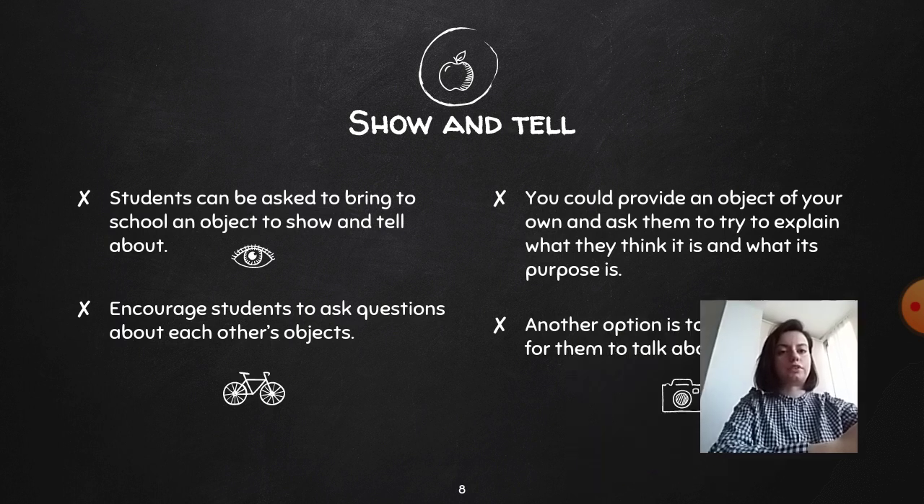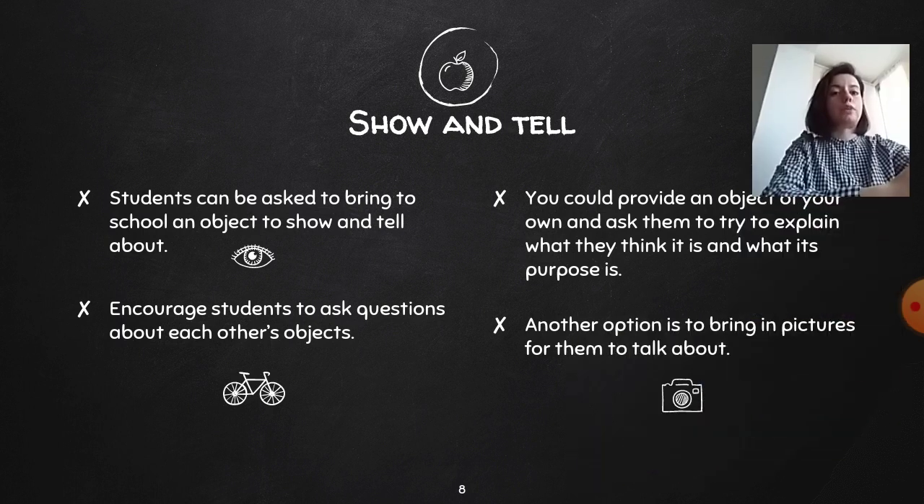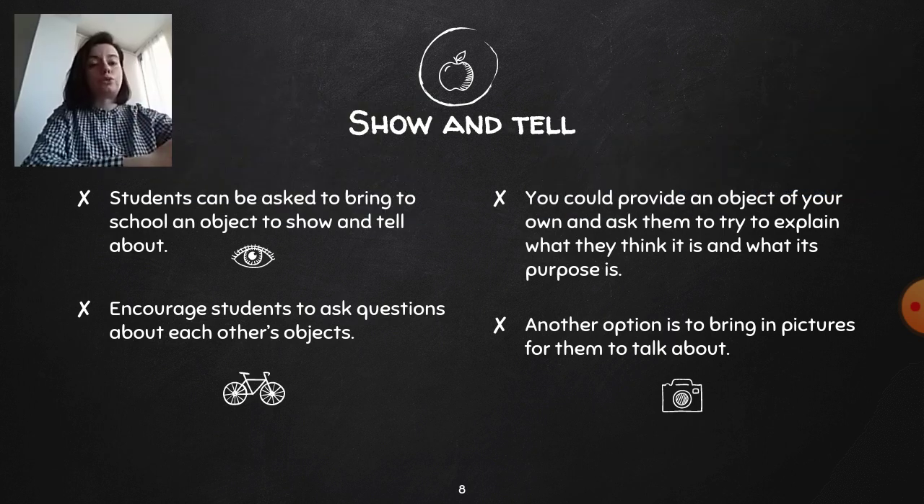The first activity is show and tell. Students can be asked to bring to school an object to show and tell about, and we should encourage students to ask questions about each other's objects. This is a very good activity because students usually bring something that is very meaningful to them, so they're very happy to talk about it. We could also provide an object of our own and ask them to try to explain what they think it is and what its purpose is. Another option is to bring in pictures for them to talk about.